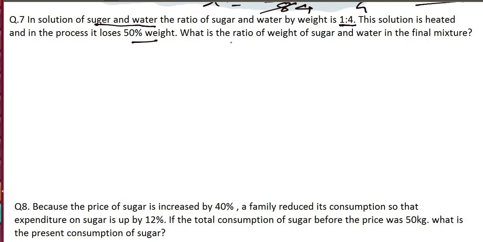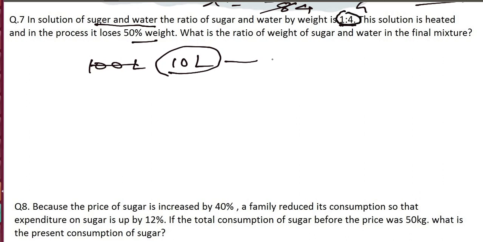Then we are asked what is the ratio of weight of sugar and water in the obtained mixture. So let's assume we have 100 kg or 100 liters of the solution. I took 100 because I want some number which will be divisible by the sum of these two, 1 plus 4 is 5. You can take 10 also, no problem. So if you take 10 liters, we have to divide this 10 liters into 5 parts because the ratio is 1:4. One part will be of 2 liters. Each part will be of 2 liters.